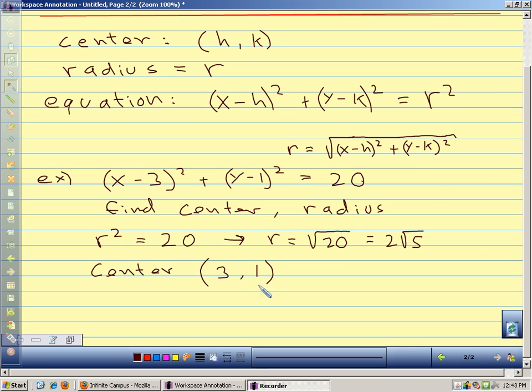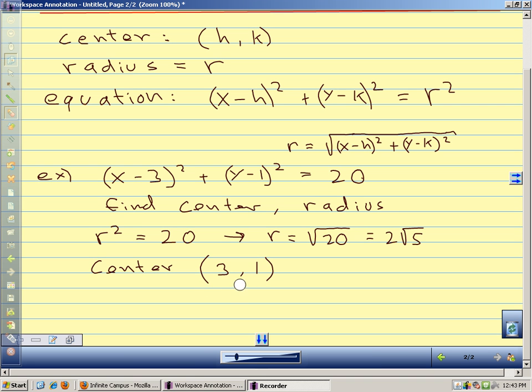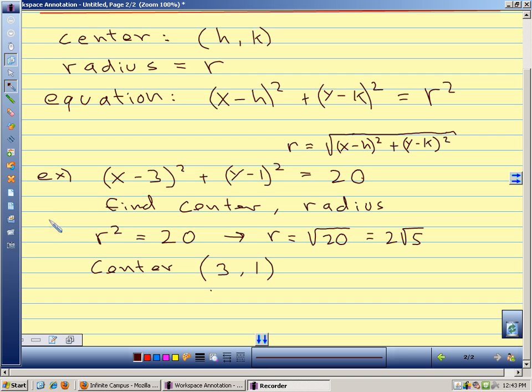Let's look at one where we go the opposite direction, where we're given the center and the radius, and we want to find the equation. That's just as easy as doing this. So let's look at that example. Everyone good with this so far? Yes. Okay.